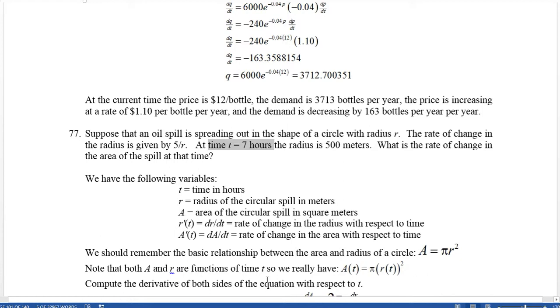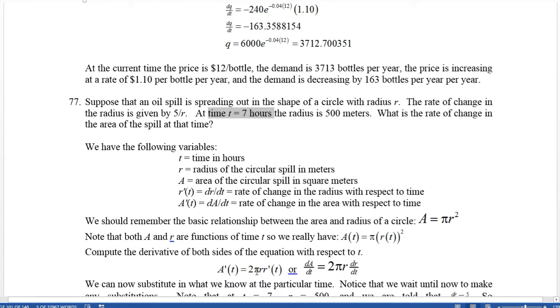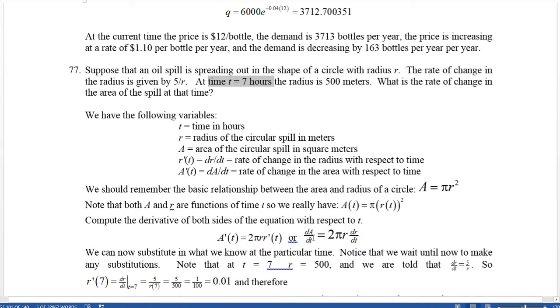Both A and r are functions of time, so we really have A of t is pi times r of t squared. So what I'm going to do is take the derivative of both sides with respect to t. The derivative of the left is just dA over dt. The derivative of the right, pi is a constant. The derivative of r squared is 2r. So that's 2 pi r. But then the r is not t, it's a function of t, so we have to apply the chain rule to get dr over dt. Or write it out the same way here: A prime of t is 2 pi r times r prime of t is another way to say it. I prefer the second way.